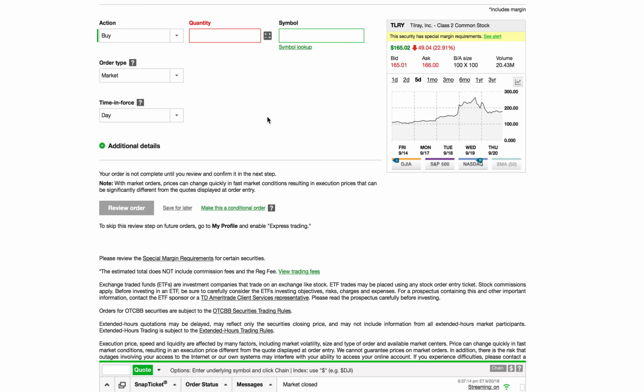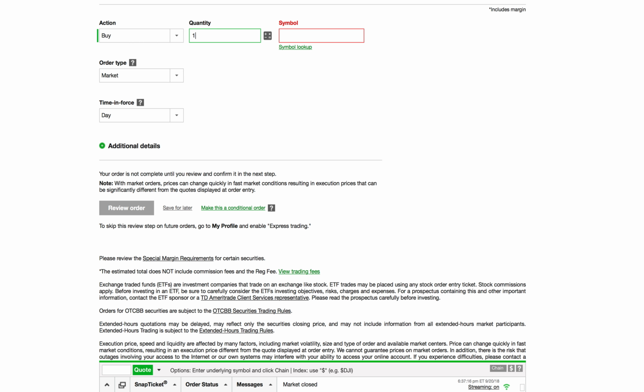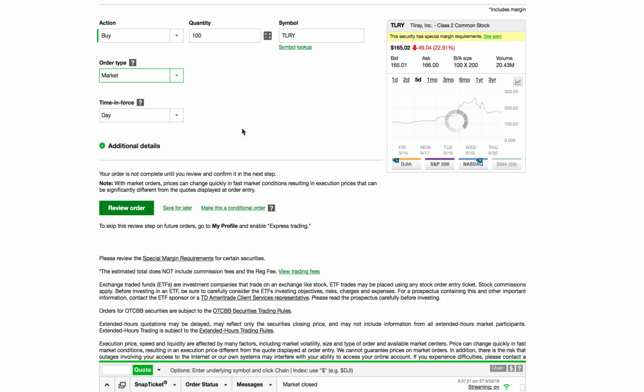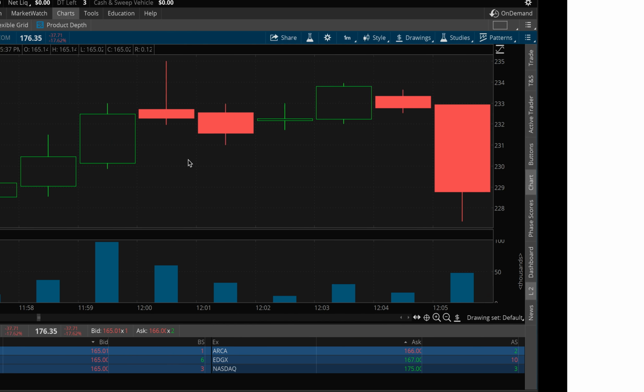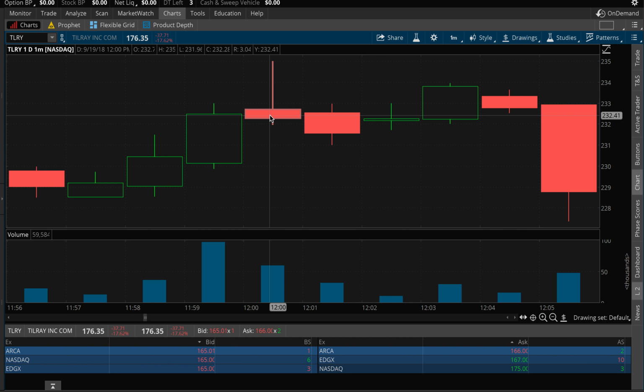Let's say you come over to your broker and you're like, oh, that stock's awesome. I want to buy 100 shares of TLRY, and you're going to buy them right now. Right now happened to be noon, and you buy 100 shares. When you buy, you have to buy them from somebody that's selling, obviously. It's going to fill your order right then for whoever wants to sell them to you.